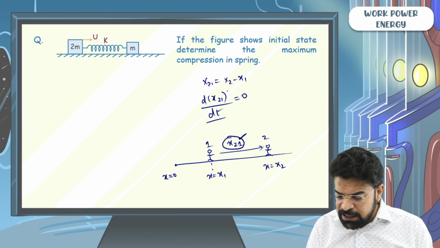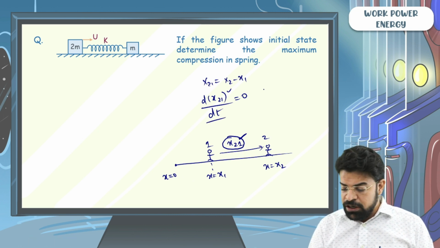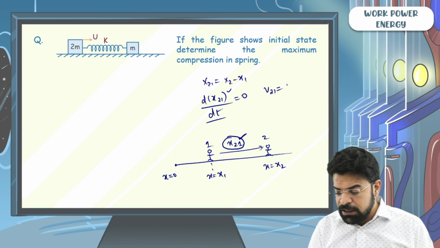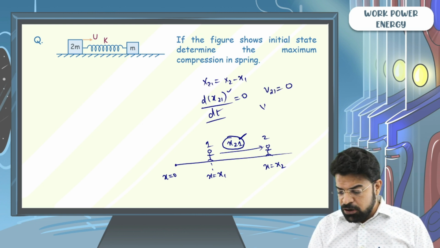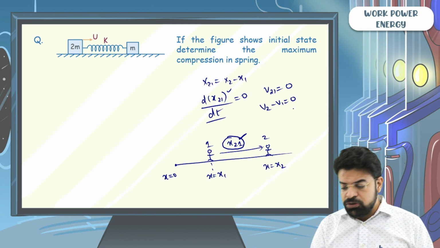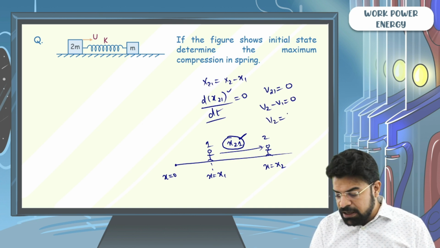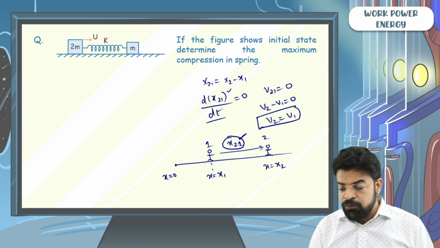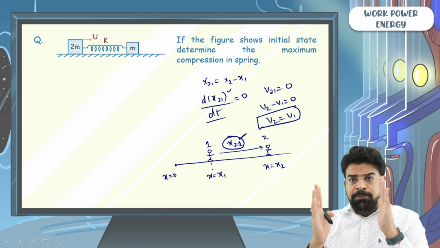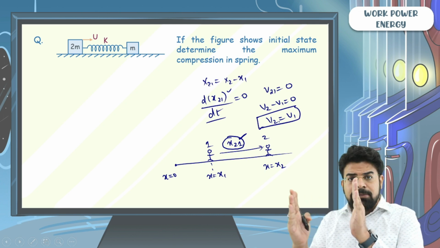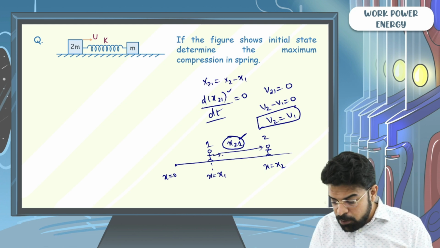When I say that dx21 upon dt has to be 0, it means that the velocity of 2 with respect to 1 has to be 0. It means that the velocity of 2 minus the velocity of 1 has to be 0. It means that the velocity of 2 has to be equal to the velocity of 1. So whenever the separation between these two people is maximum or minimum, they are bound to have the same velocity along the line joining them.